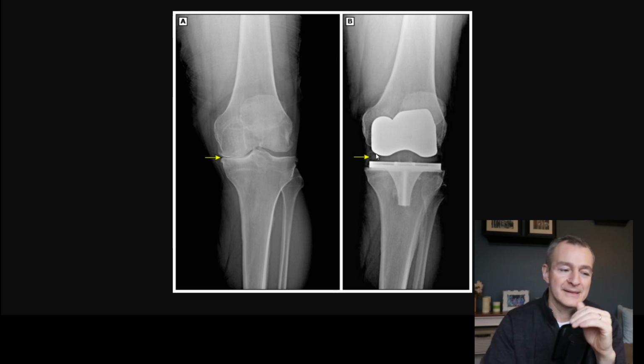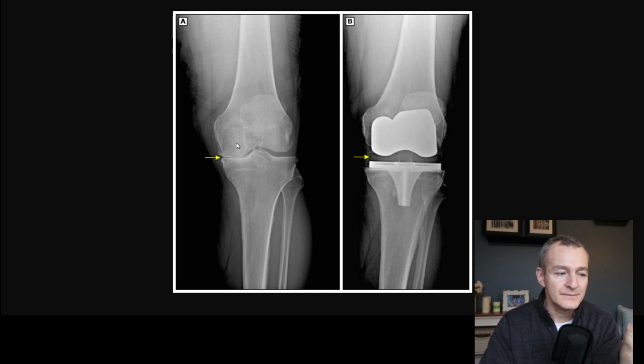Think about this for a second. Think about the amount of compressive force the patient is experiencing on the inside of that knee before surgery. That may be a component of why the pain was so intense. The grinding in the knee might have been going on.